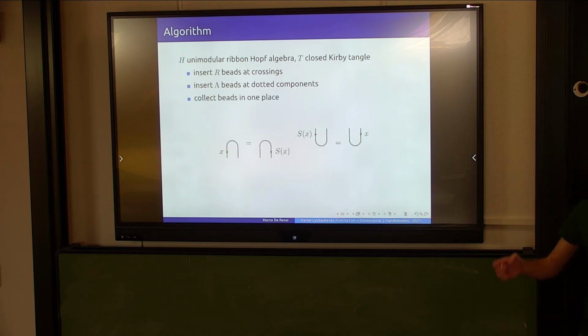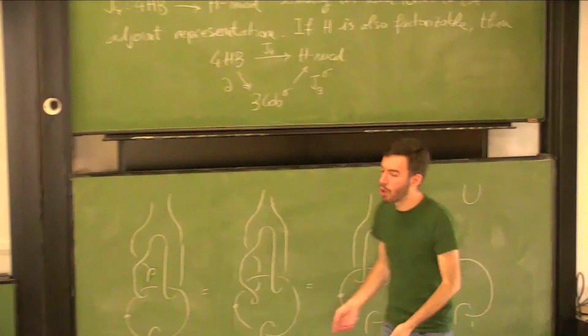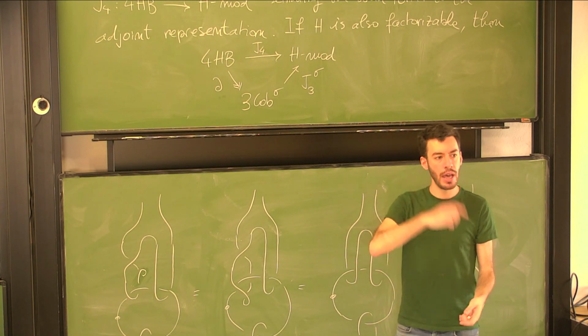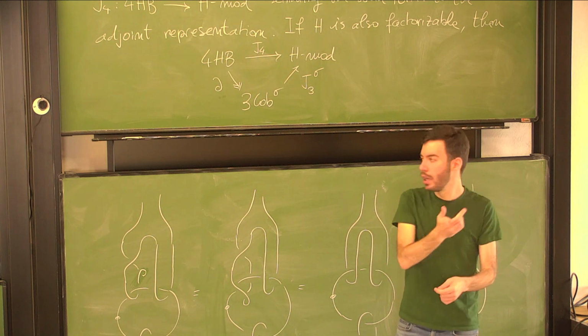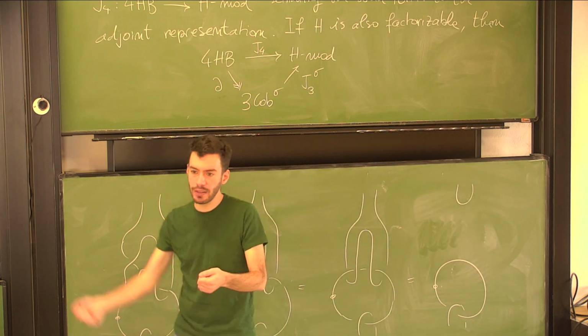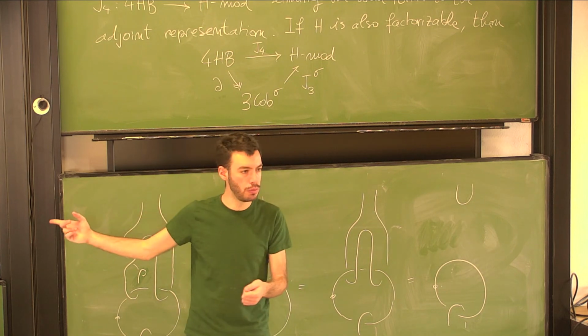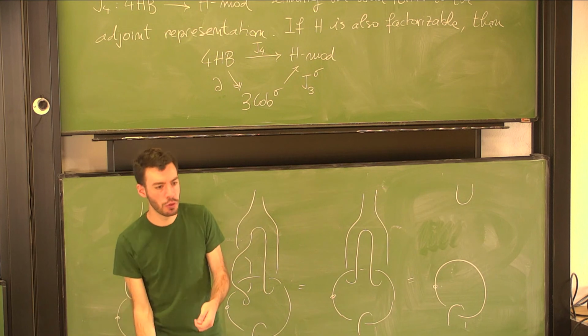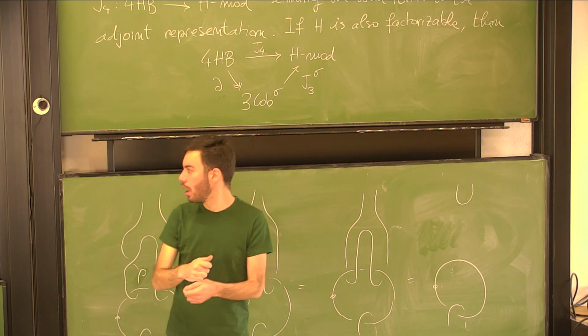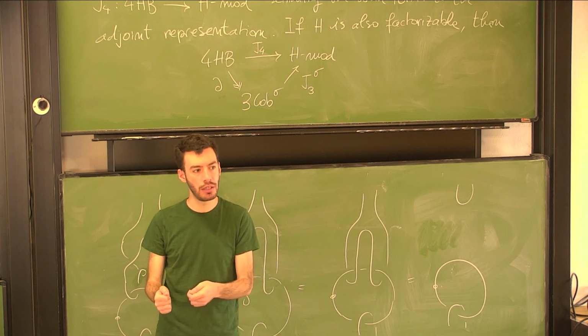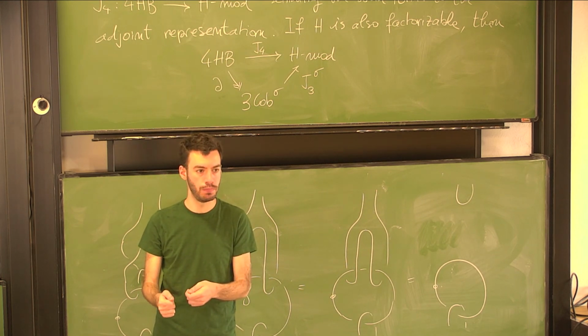Then what you do is you will have a diagram that will have beads all over the place, right, on all strands. You need to collect for each component beads all in one place. You choose your favorite place and you slide beads along the diagram, and as they pass maxima and minima, they might get an antipode. So if you turn in the clockwise direction, you get an antipode. If you turn in the counterclockwise direction, you get an inverse antipode, the inverse of the antipode.